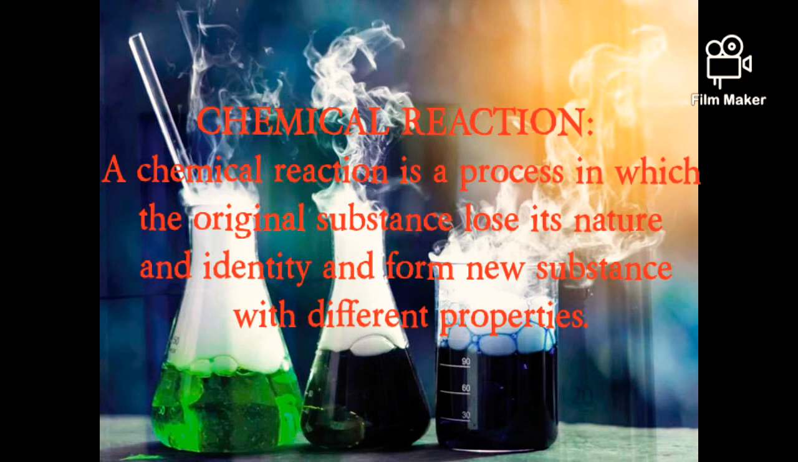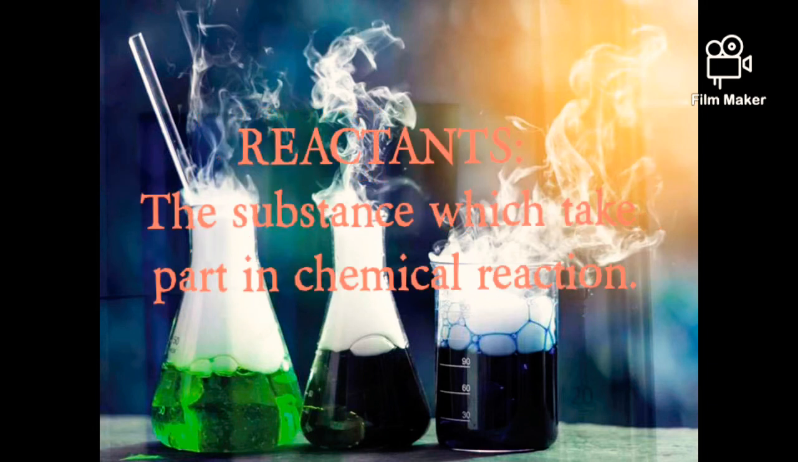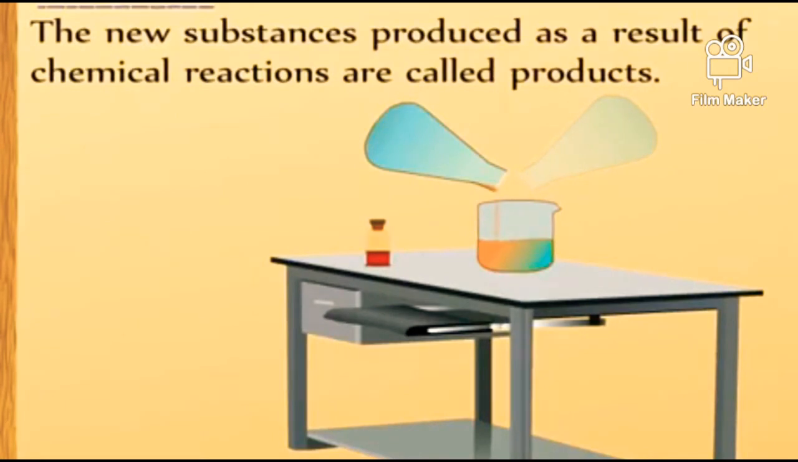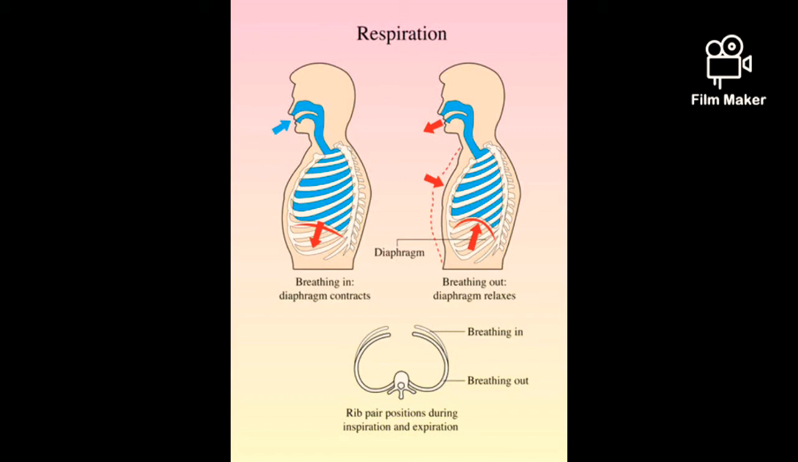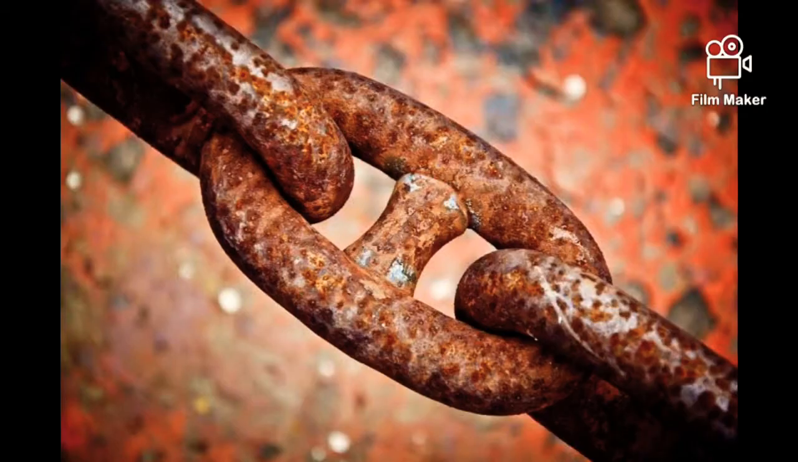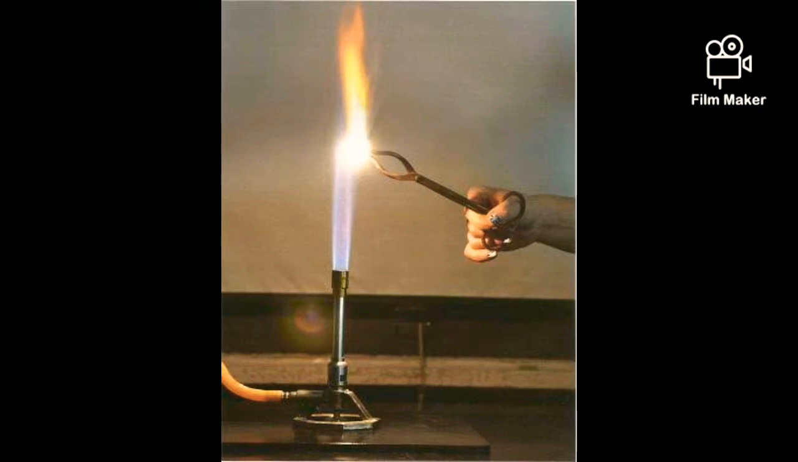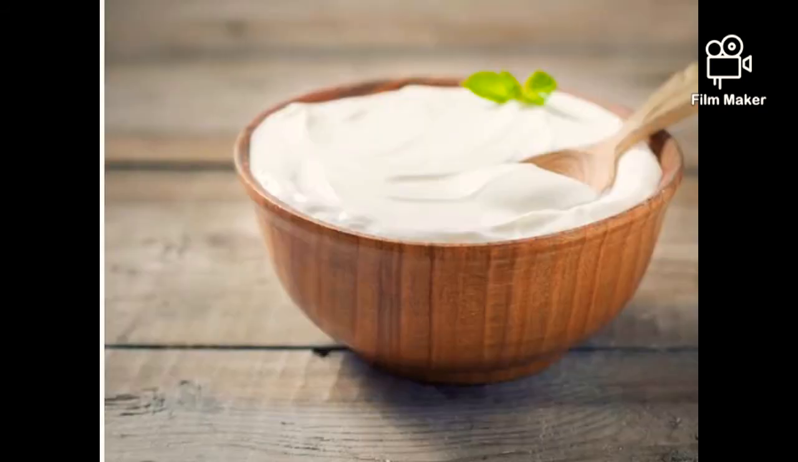A chemical reaction is a process in which the original substance loses its nature and identity and forms new substances with different properties. Reactants. The substances which take part in a chemical reaction are called reactants. Products. The new substances produced as a result of chemical reactions are called products. Some examples of chemical reactions: digestion of food, respiration, rusting of iron, burning of magnesium ribbon, formation of curd, etc.